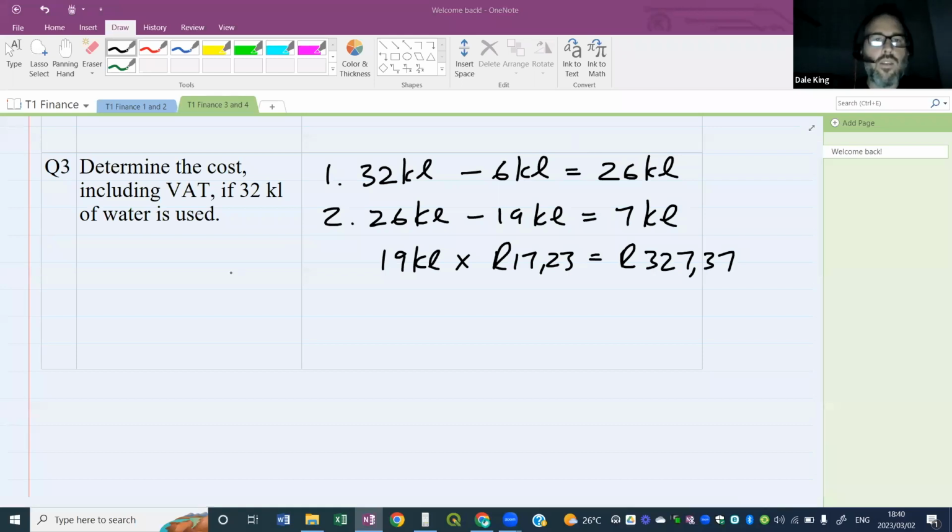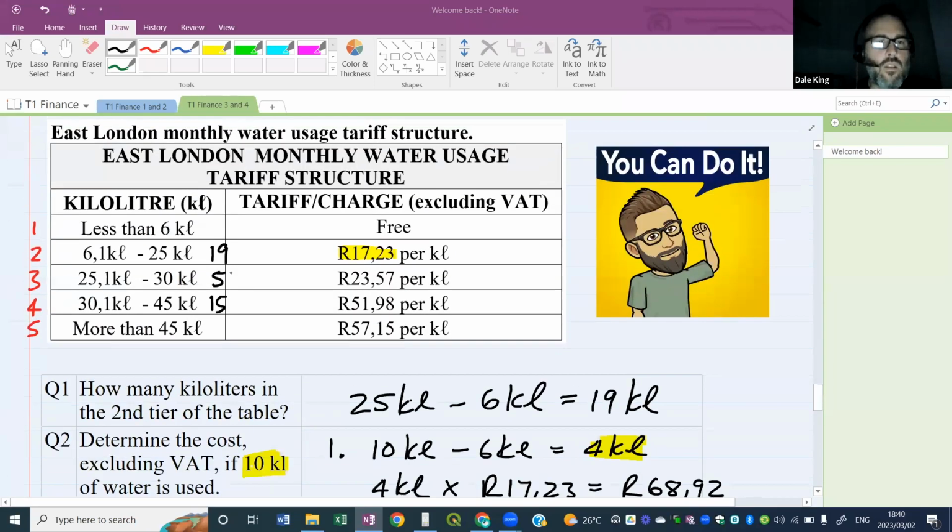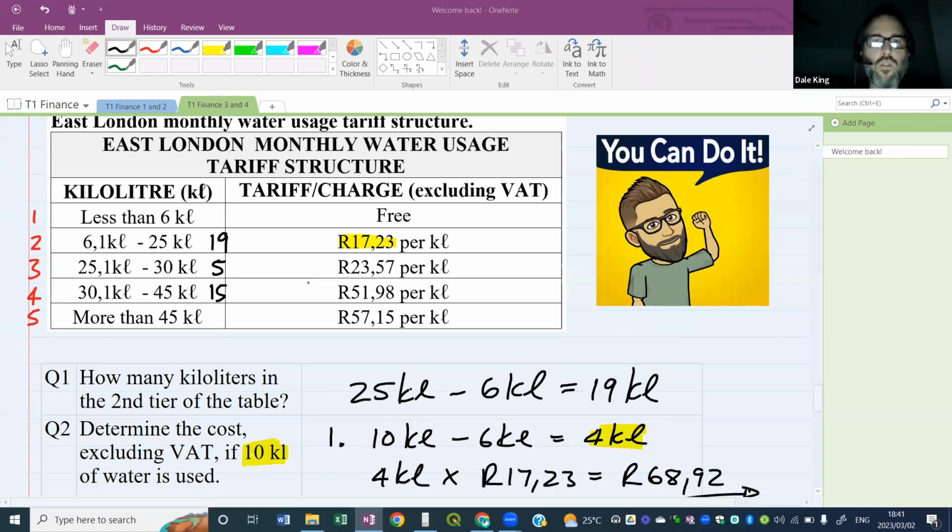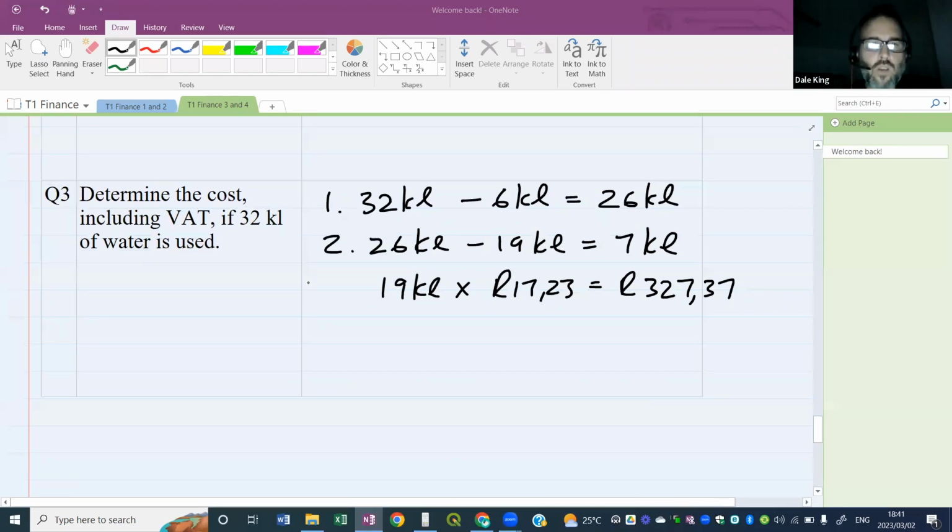All right, the 7 kiloliters, how many kiloliters are there in the third tier? There's only 5 in the third tier. We're going to go through that tier and into the fourth one because there's only 5 from 25 to 30. We've got 7. So we're using all the water in the third tier, and we're going to go into the fourth one. We'll see what happens there. But these 5 kiloliters in the third tier must get charged at 23 Rand 57. So of my 7 that I have, I'm going to take off 5, which means I only have 2 kiloliters of water left.